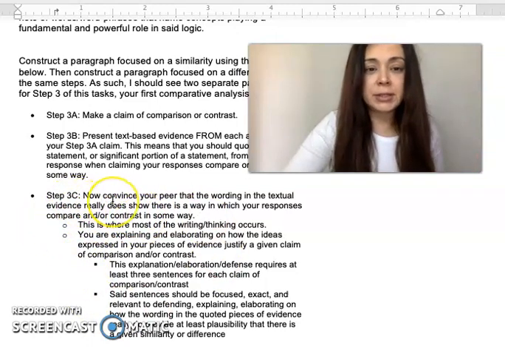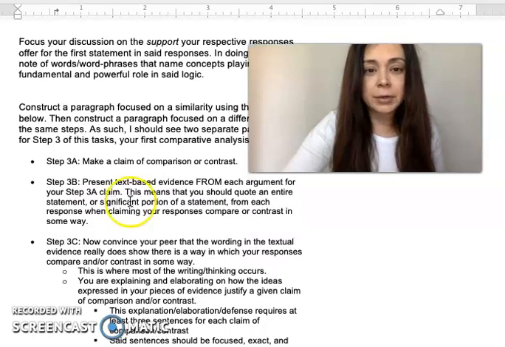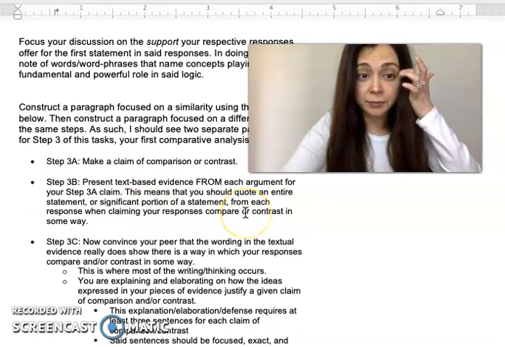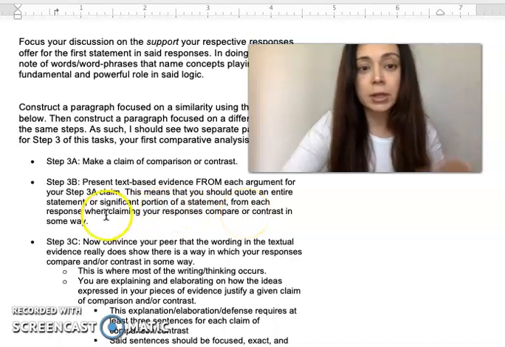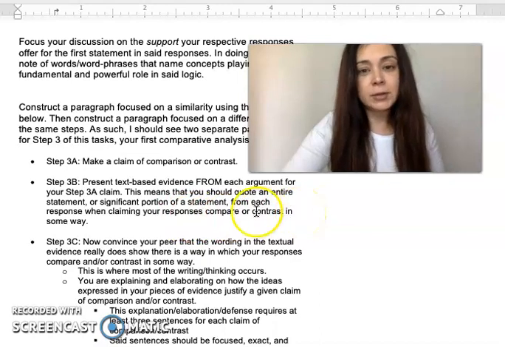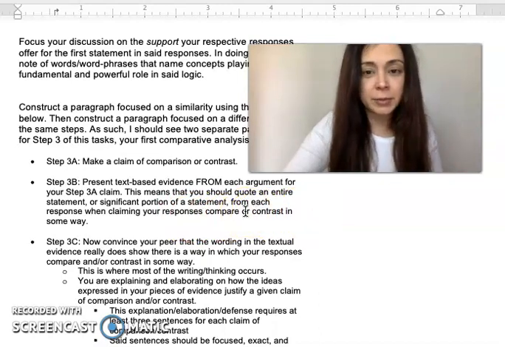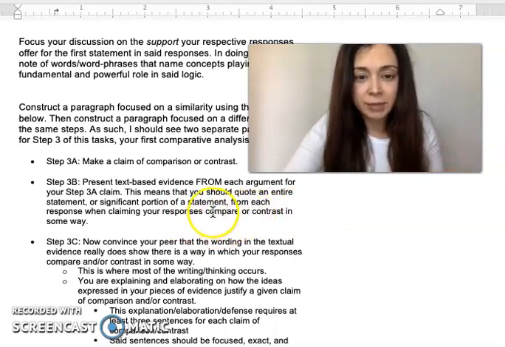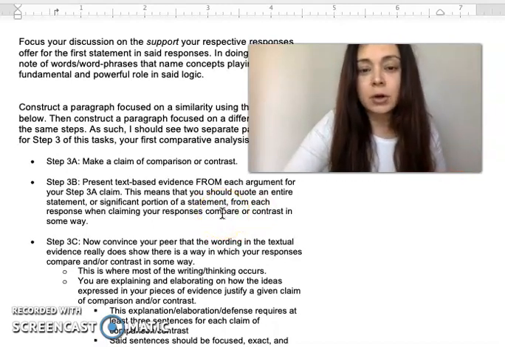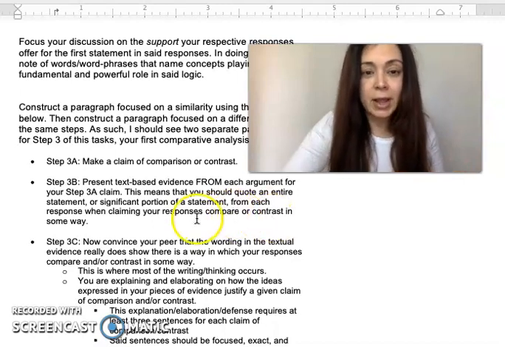So step 3C. Now, I'll notice that I say this means that you should quote an entire statement or significant portion of a statement from each response, that is from each argument, when claiming your responses compare or contrast in some way. So again, you're comparing when you find similarities or differences. So I apologize if that confuses you. I should have said responses are similar or different in some way, alike or not alike.